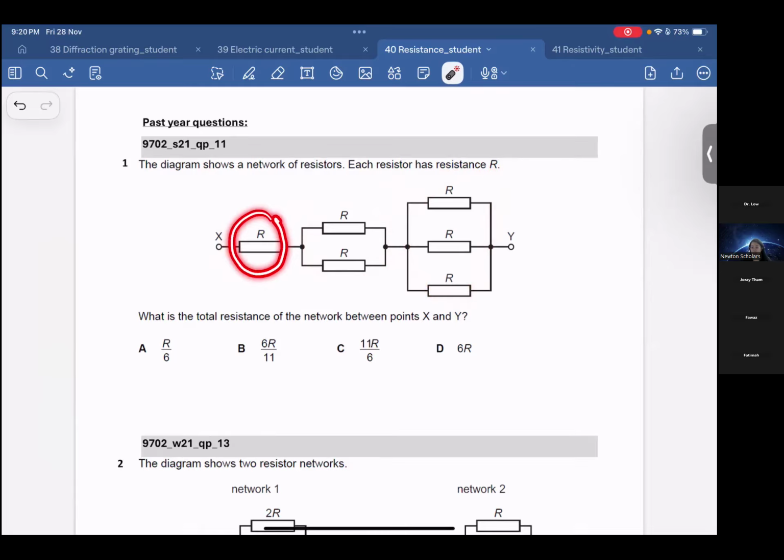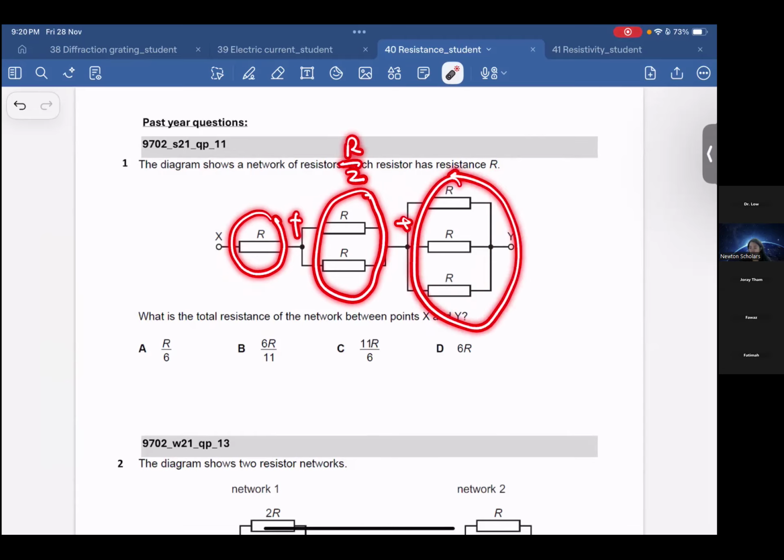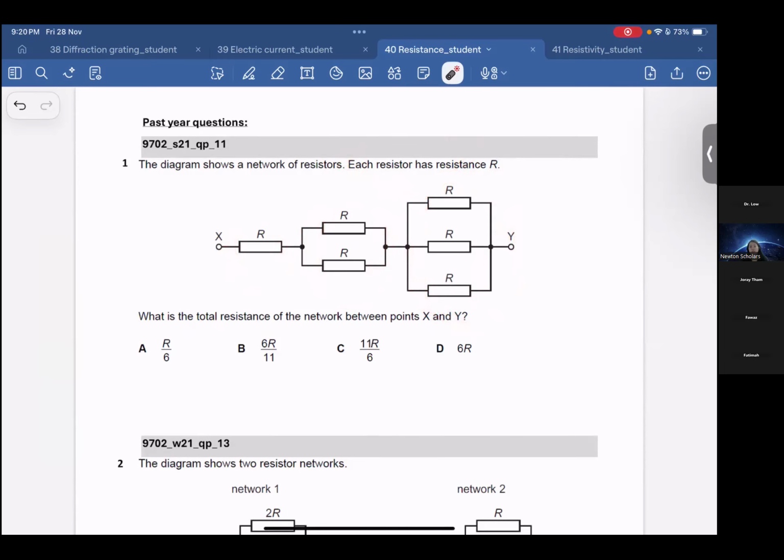This one R plus this one. Shortcut, because this is a shortcut way. Because they're having the same R, this one becomes R over 2 plus this one R over 3. Do your calculation. Prasan correct.